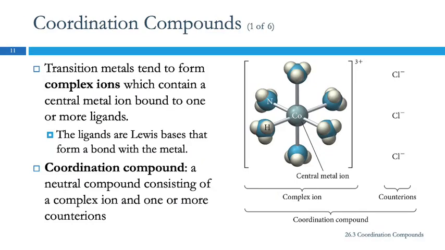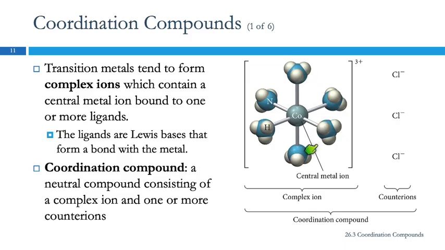So we learned a bit about complex ions in an earlier chapter. Right here we have a complex ion. We have a central metal ion surrounded by ligands. These ligands are Lewis bases. They form a bond with the metal.